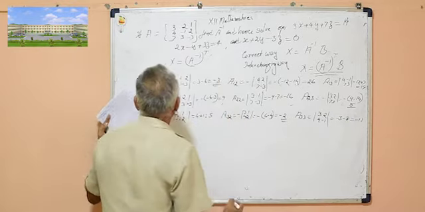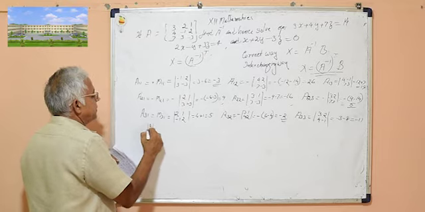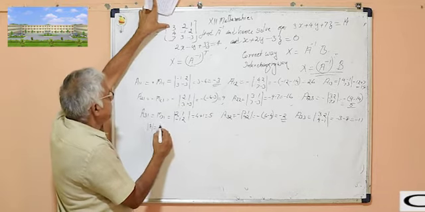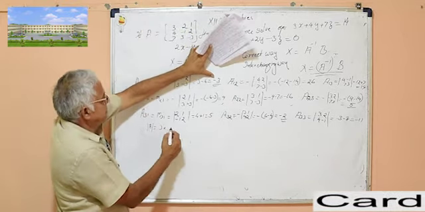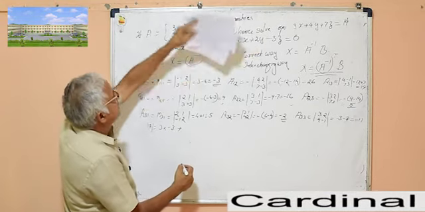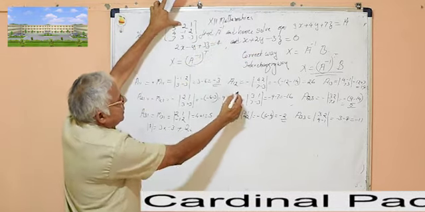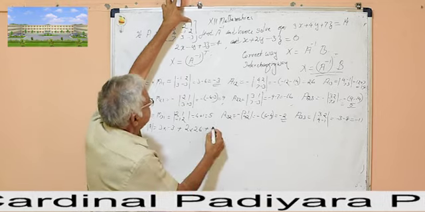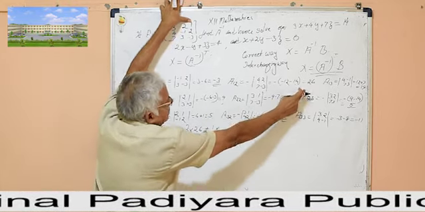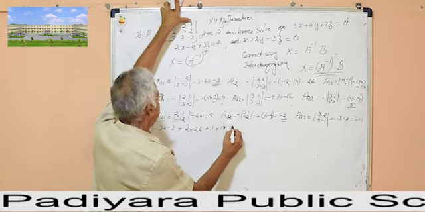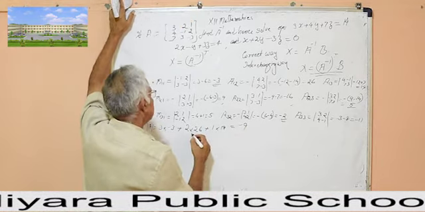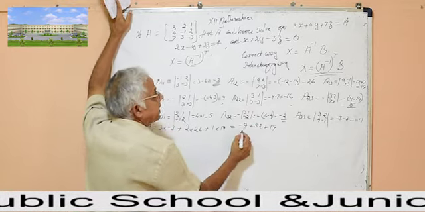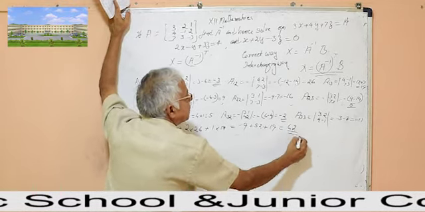A33 is equal to positive into determinant 3 2 4 minus 1, which is equal to minus 3 minus 8, minus 11. Then the determinant of A is equal to 3 into A11, which is minus 3, plus 2 into A12, we get 26, plus 1 into 19. Then simplified, answer: minus 9 plus 52 plus 19, minus 9 plus 71, so 62 is the determinant of A.